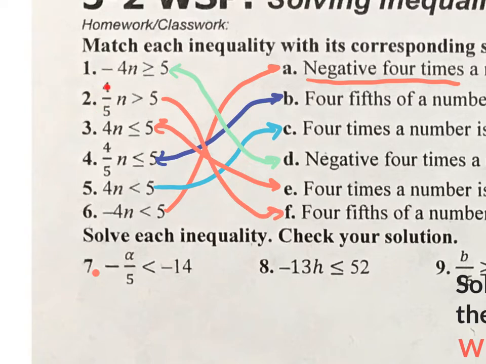Again, 4/5 of a number is more than 5. Not more than or equal to, or at least. No, it's more than 5. That means it cannot equal 5. That's why there's no line underneath it. I hope that kind of helps, guys.